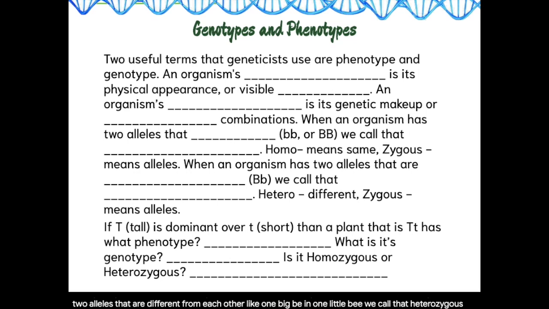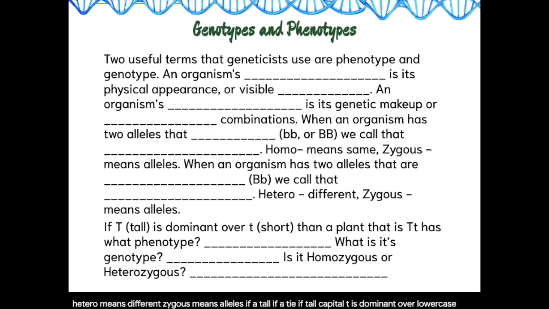If tall, capital T, is dominant over lowercase t, short, then a pea plant that is big T, little t has what phenotype?